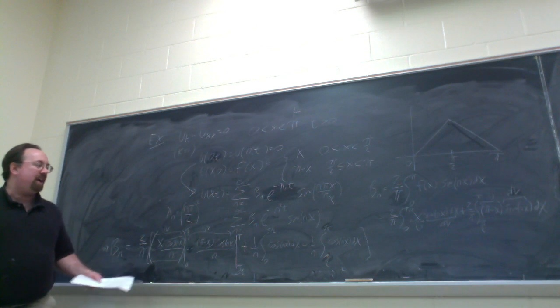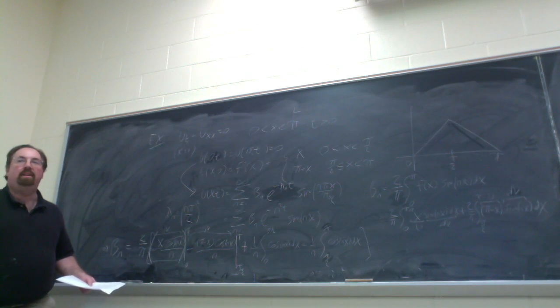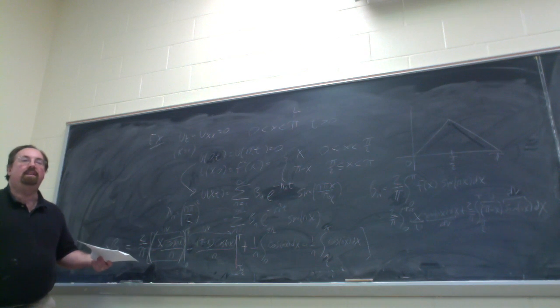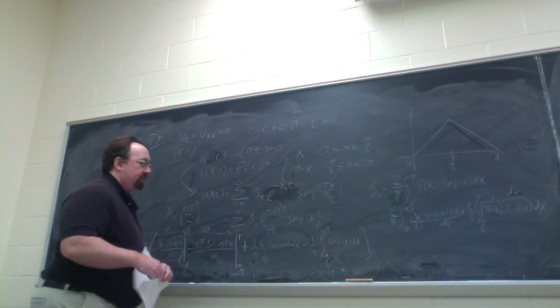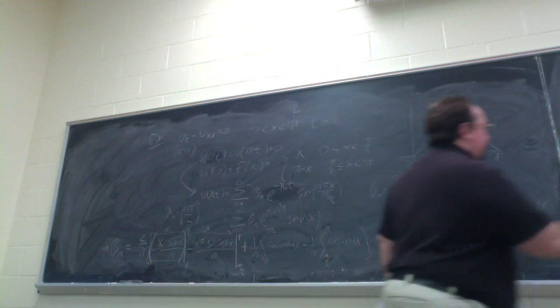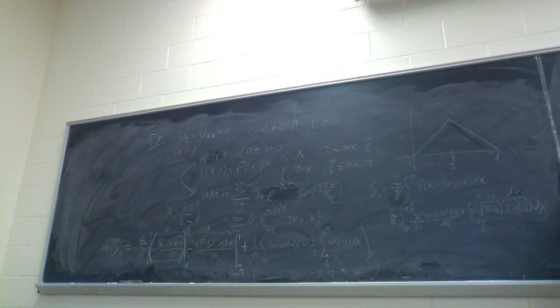So the integral of cosine nx is what? Sine what? 1 over n, 1 over n sine nx. So that's going to give us 1 over n squared altogether. So, okay, I'll go over here to finish it off.